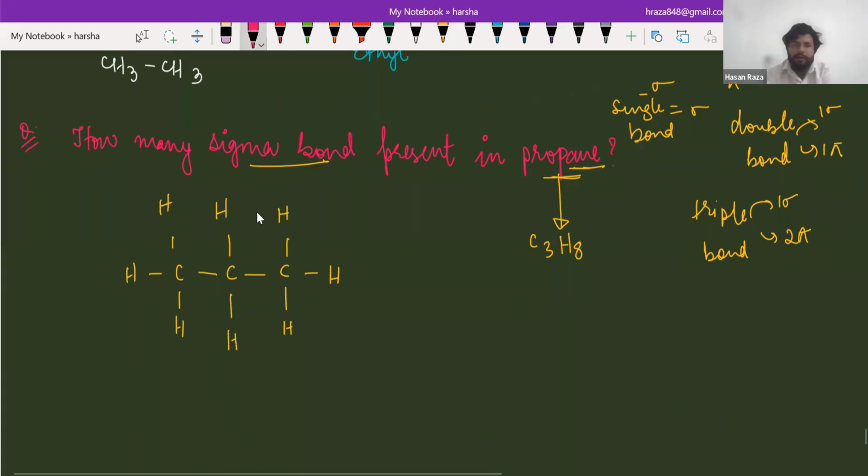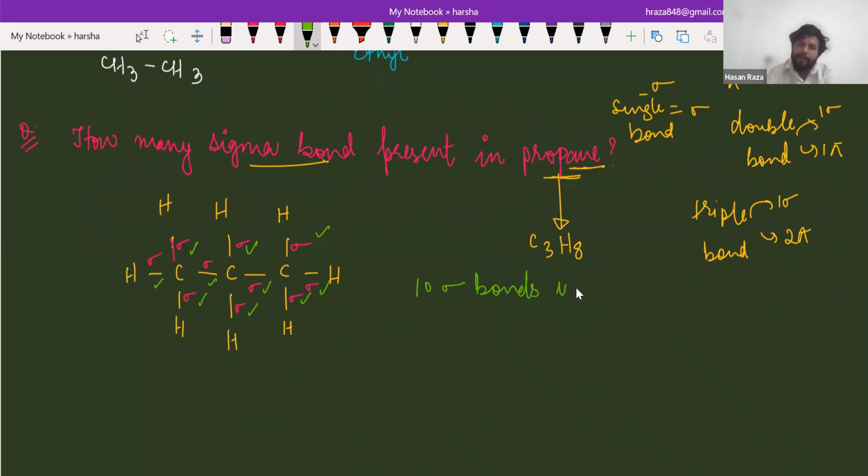Now see, this is a single sigma bond, sigma bond, sigma bond, and so on. Now I'm going to check it: 1, 2, 3, 4, 5, 6, 7, 8, 9, 10. Very good, 10 sigma bonds in propane. Is that clear? Martin, Arshia, very good. Yes, sir.